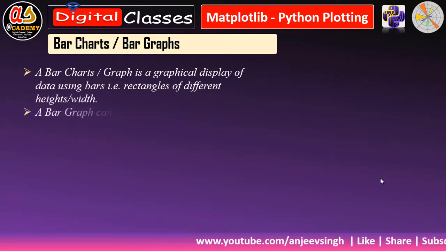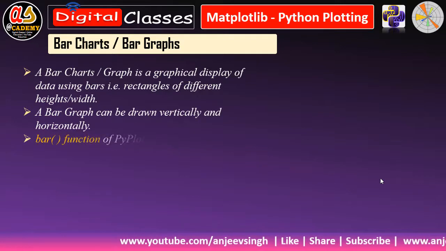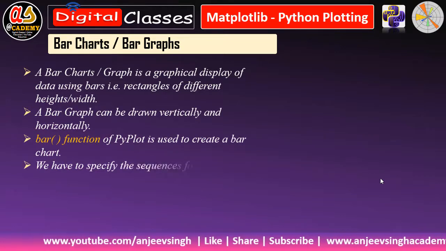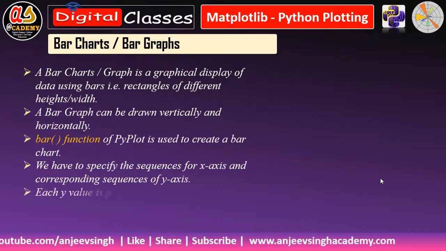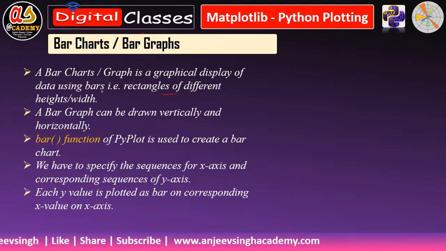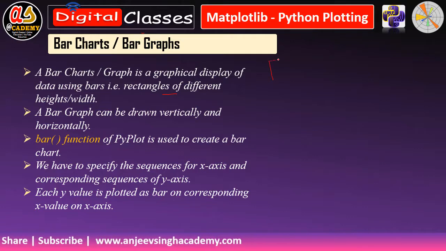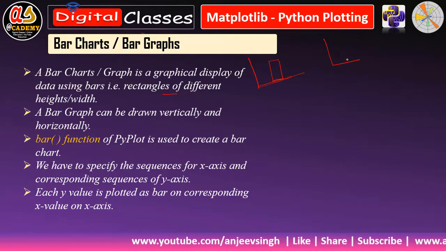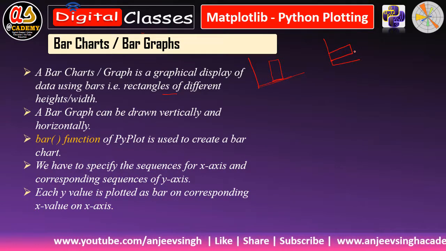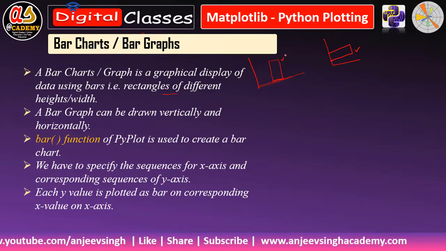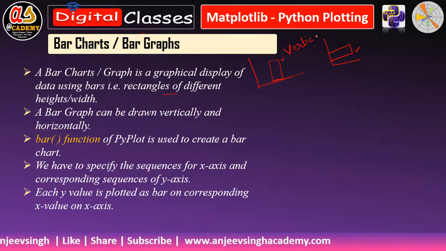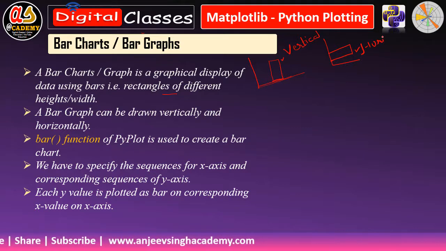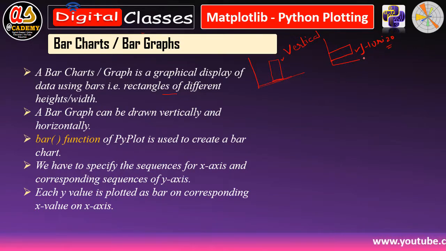A bar chart or bar graph is a graphical display of data using bars. Using bars means rectangles of different length and height. This is called bars. If you draw the bars on this graph, this bar may be horizontal and this bar may be vertical. This is my vertical bar graph and this is my horizontal bar graph. So both types of bar graph are possible here.